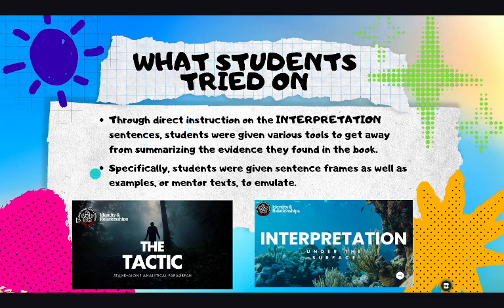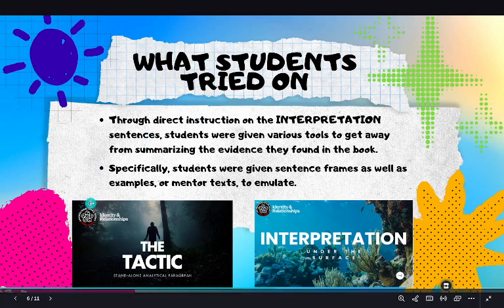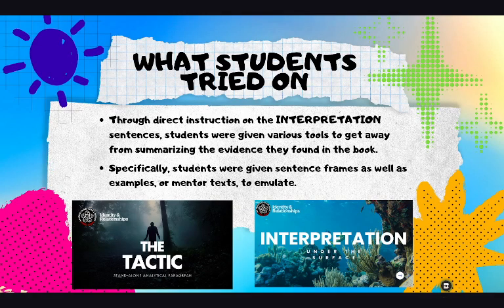So one of the ways I did that is I did a big presentation on the tactic, and I really broke down every single element of the tactic paragraph. This is when I brought in mentor texts. I was able to get a lot of tactic paragraphs that students did in previous years. I got those from other teachers on my campus.